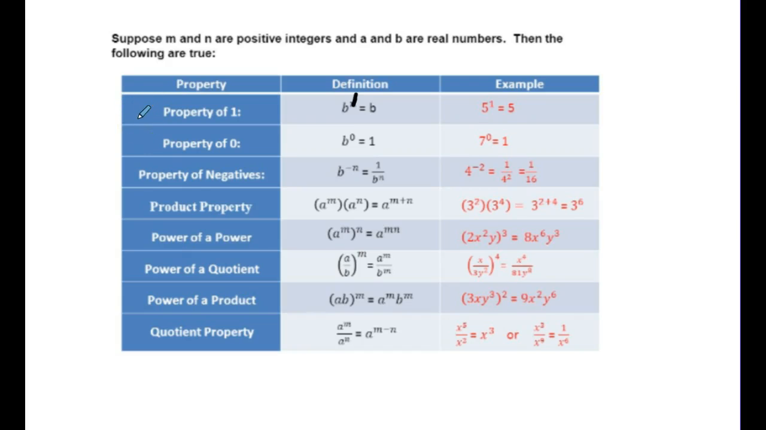Something I want you to do for class, because we've talked about it in the past: how can we use the quotient property to show why the property of 0 is true? How can we use the quotient property to say why any real number raised to the 0 power is going to be equal to 1? This is a type of proof. I want you to go through and show why this property is true. Have that ready so we can discuss that in class. You might not come up with the answer, but I want you to at least think about that process.